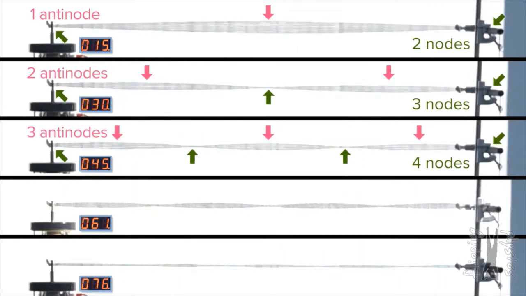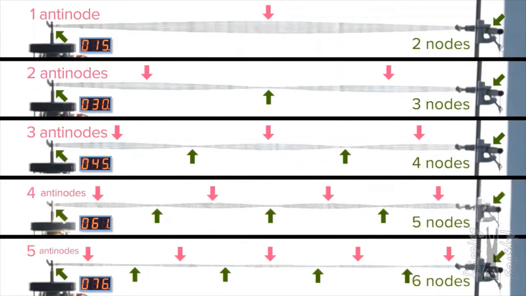I think I'm sensing a pattern here. Starting at 15 hertz with 1 antinode and 2 nodes, we add 1 antinode and 1 node for every 15 hertz we add to the frequency. Yes, it's pretty close to that.